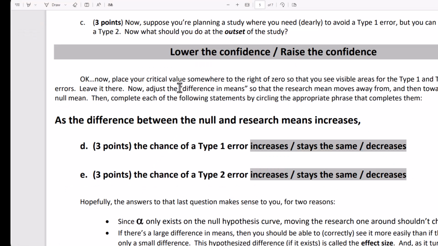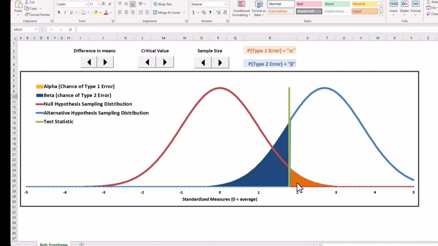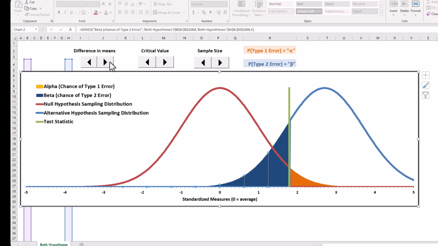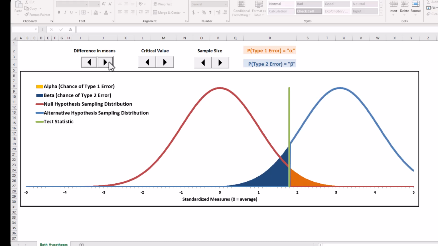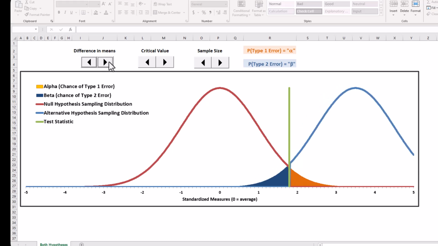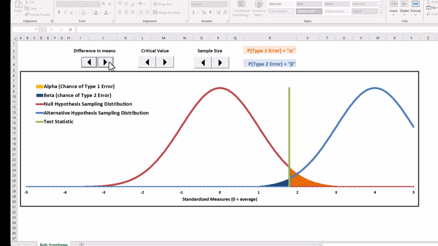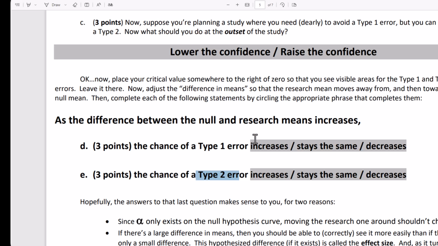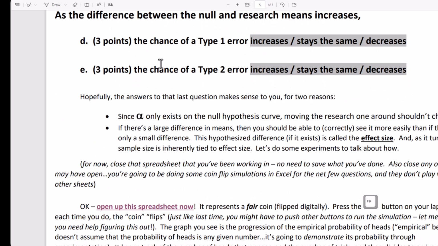Now adjust the difference in means so that the research mean moves away from and then toward the null mean. Okay, so as the difference between the null and research means increases, what happens to the chance of a type 1 or a type 2? So I'm going to go over here and do that. So type 1 is orange, remember, and type 2 is blue. So we're going to first increase the difference of means. As I'm increasing the difference of means, what's happening to a type 1 and what's happening to a type 2? Your choices are type 1 increases, stays the same or decreases, and type 2 increases, stays the same or decreases. Hopefully I then explain the answers that you got here.